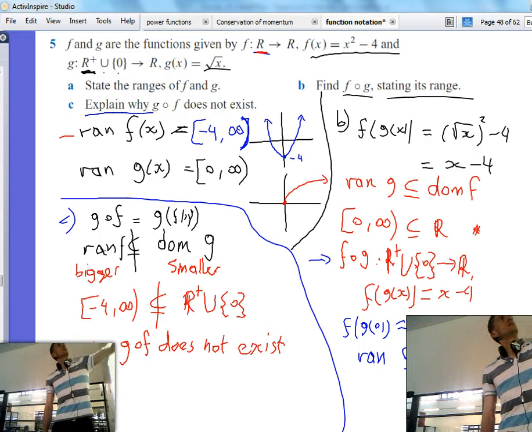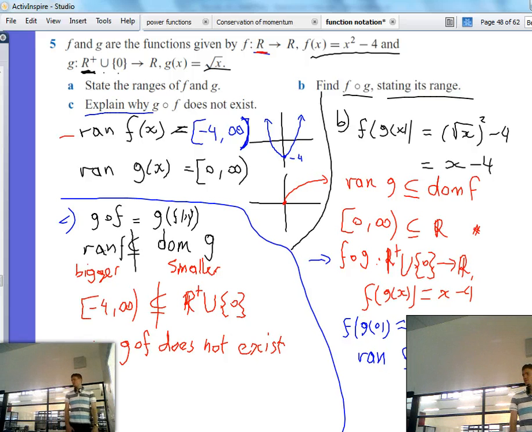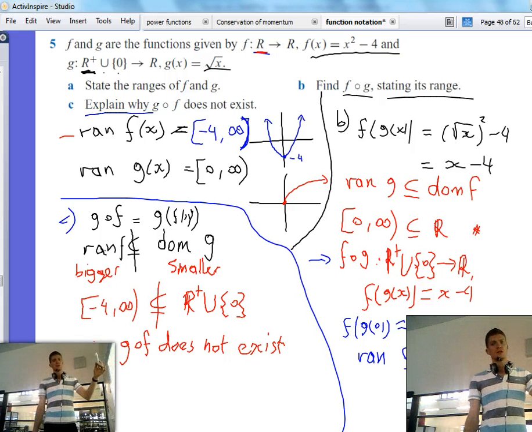So here we go. This is the idea behind composite functions, whether they exist or not. It's a very crucial aspect because it's a typical SAC and exam type question. So the important thing to draw on is the condition that the range of the inside function is a subset of the domain of the outside function.